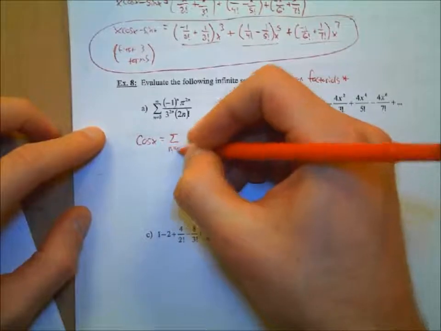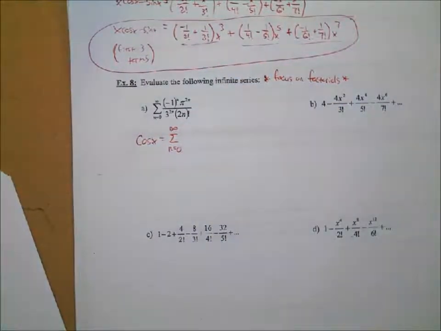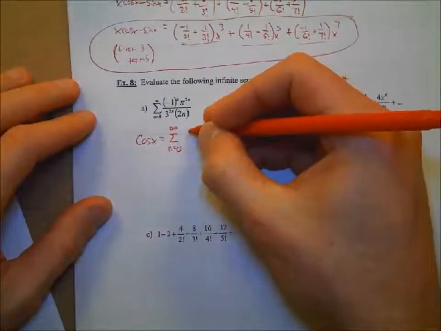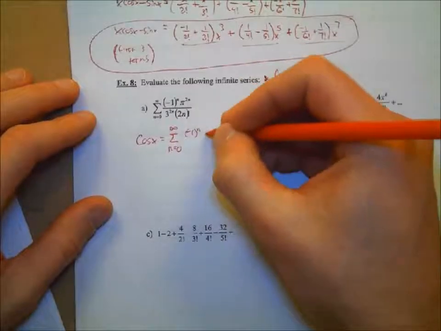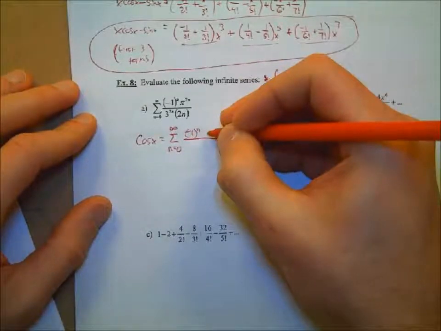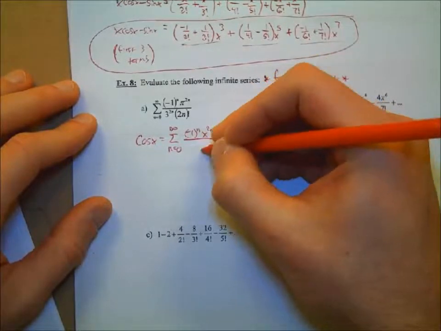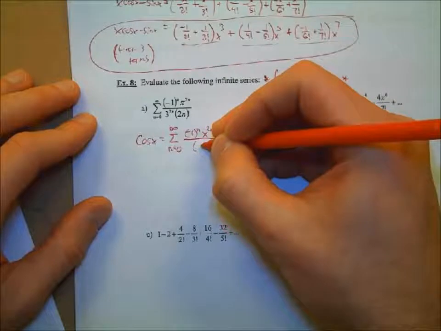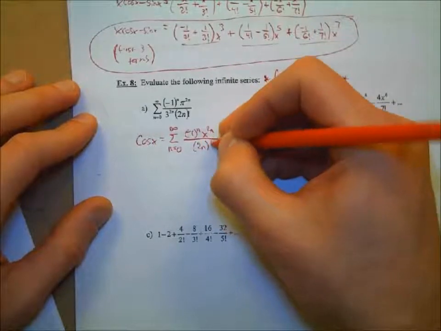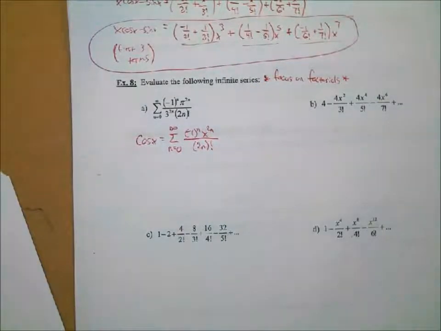So cosine of x is the sum from n equals 0 to infinity of negative 1 to the n. And then what else is up in the exponent there? x to the 2n. And then what's in the denominator? 2n factorial. 2n factorial. Okay.